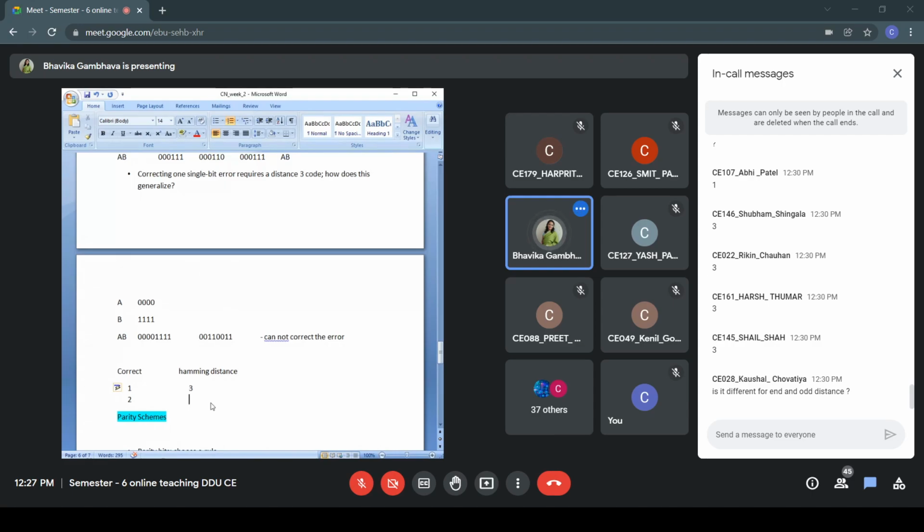If you want to correct up to 2 bit errors, then what should be the Hamming distance? We have checked here that if the Hamming distance is 4, then you cannot correct 2 bit errors. So what should the Hamming distance be? 5. Okay. Now 3, I want you to do it. Find out the answer.